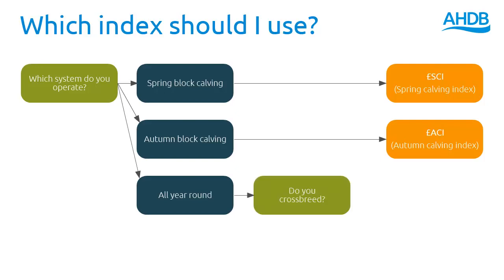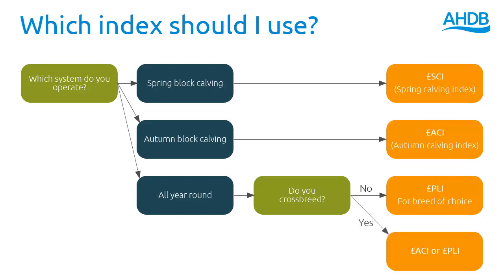For herds which do not crossbreed, the decision is simple, as the PLI rankings for the breed of choice is the one to use. Remember that the PLI is published as a separate figure for each breed. Therefore, bulls from different breeds cannot be compared directly using the PLI. For herds operating a cross-breeding system, it may be easier to consider using the ACI rankings, as this ranking does allow you to compare bulls from different breeds directly.